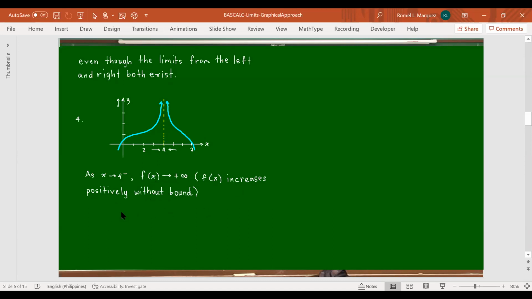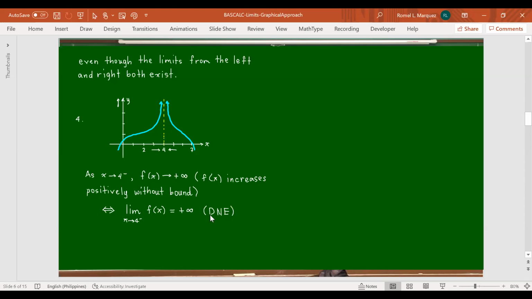Is that clear, guys? Or equivalently, how do we write this, guys? Equivalently, the limit of f of x as x approaches 4 from the left is equal to positive infinity. Here it's all right to write that, because the limit is getting bigger and bigger without end. This is interpreted also as a limit that does not exist, but is specific.